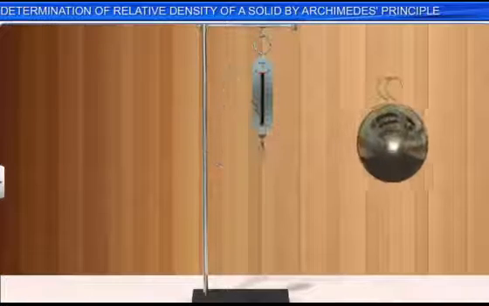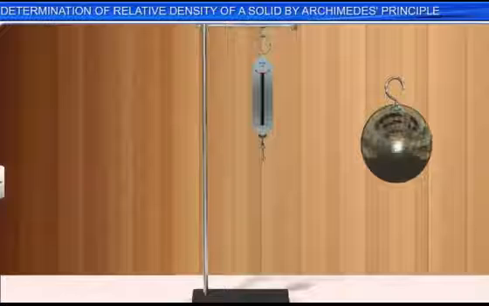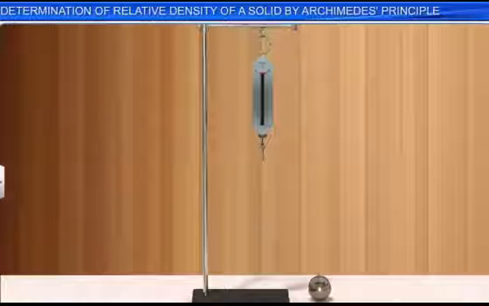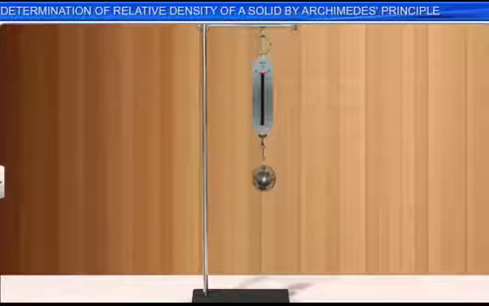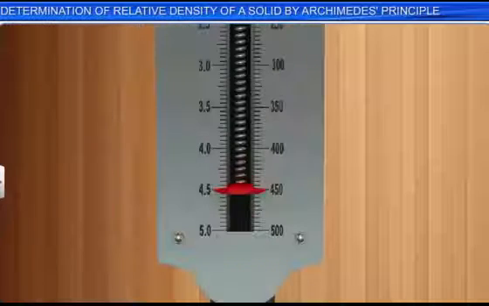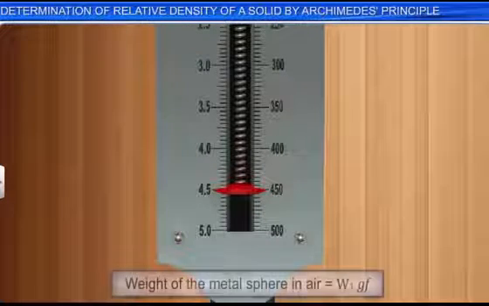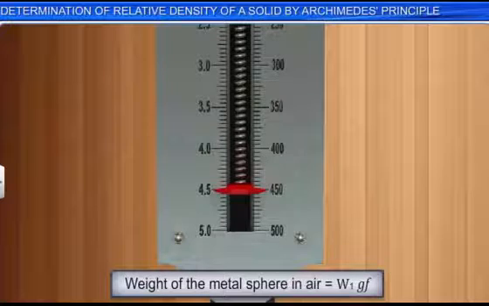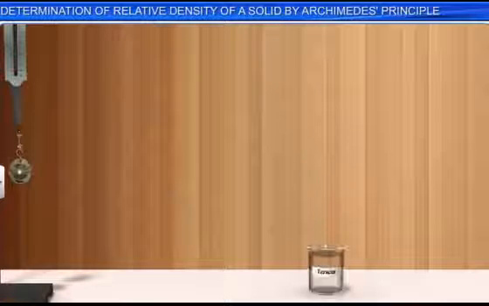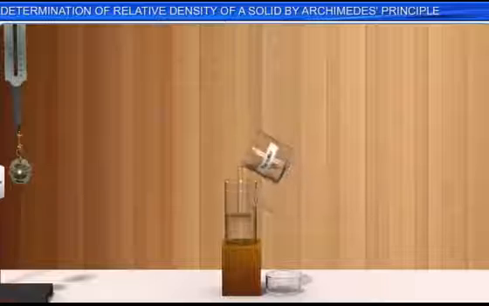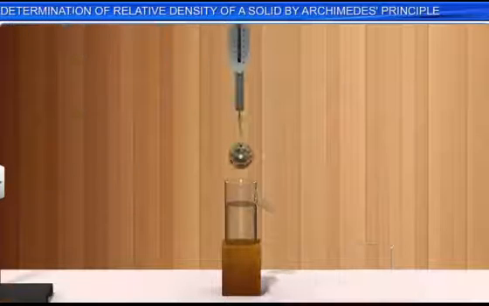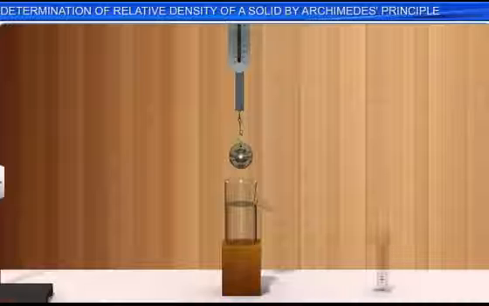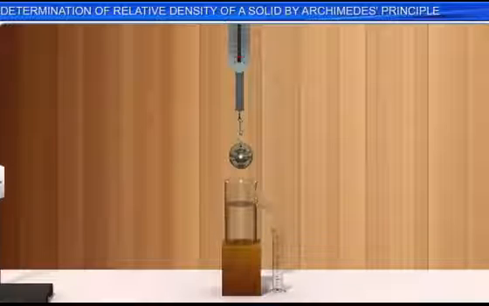Take a solid such as a metal sphere that is heavier than water and measure its weight in air using a spring balance. Let the weight of the metal sphere in air be W1 gram force. Now take a vessel and fill it with water up to the brim. Then slowly lower the metal sphere with a thread into the water till it is completely immersed.